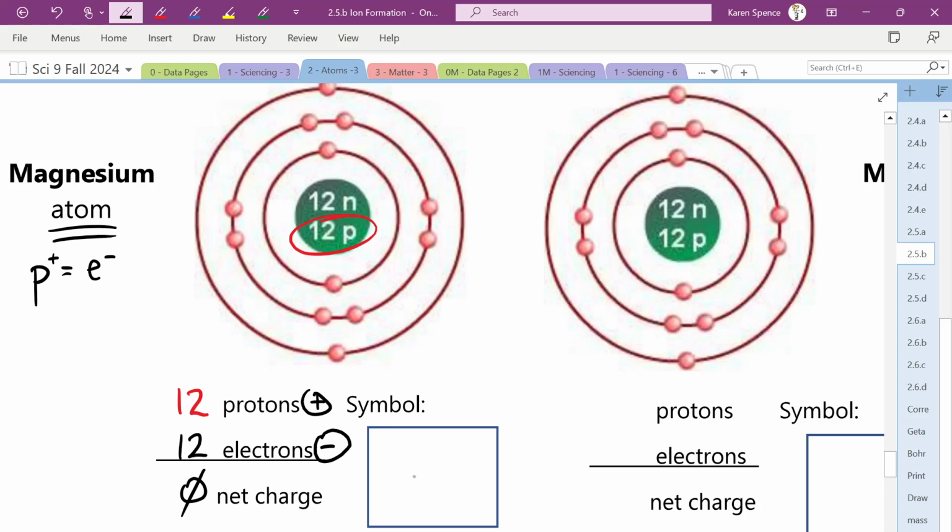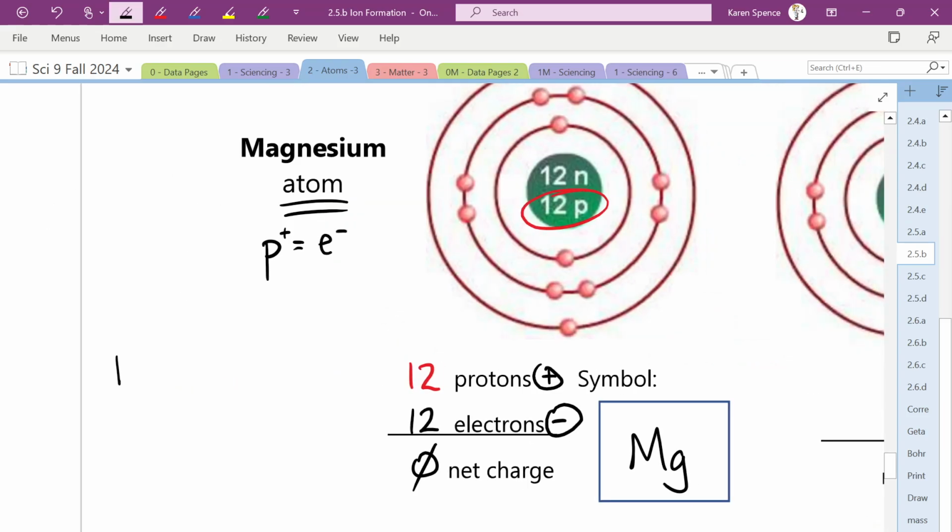Feel free to use your periodic table. Mg. Just be careful. Sometimes people want to write Mn. That's manganese. Okay, so watch out for magnesium, which is Mg, and manganese, which is Mn.